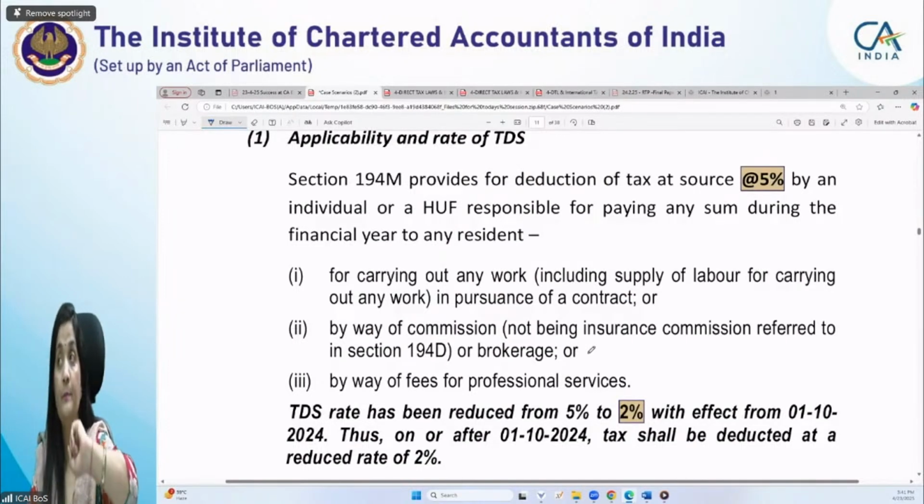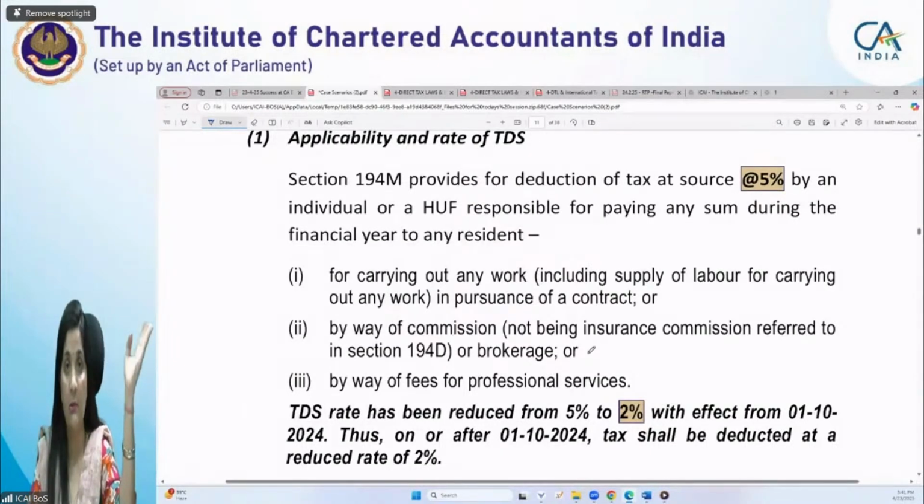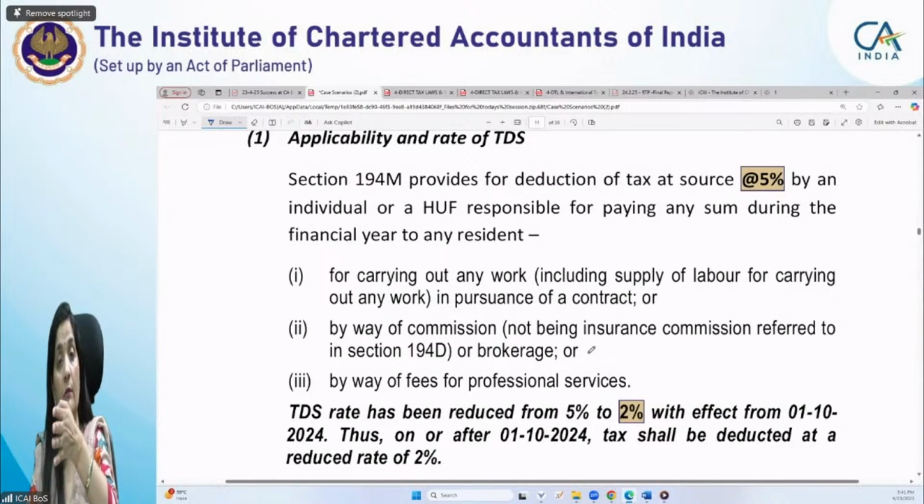So here you have to see the cross application. You have to see 194J if it's in respect of fee for professional services. You have to look at 194C if it is in work contracts, or 194H if it's in respect of commission. You have to see whether they are applicable. If they are applicable, 194M is not applicable. If those are not applicable, then you have to see whether 194M is applicable or not. You have to satisfy the conditions specified in 194M also for its applicability.